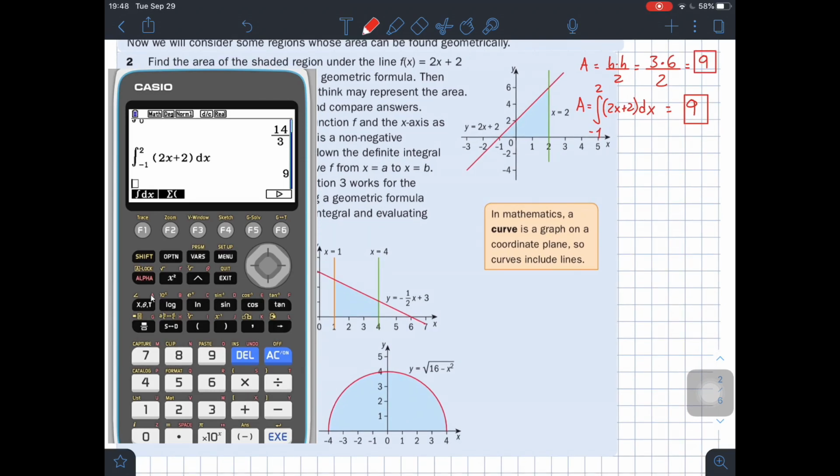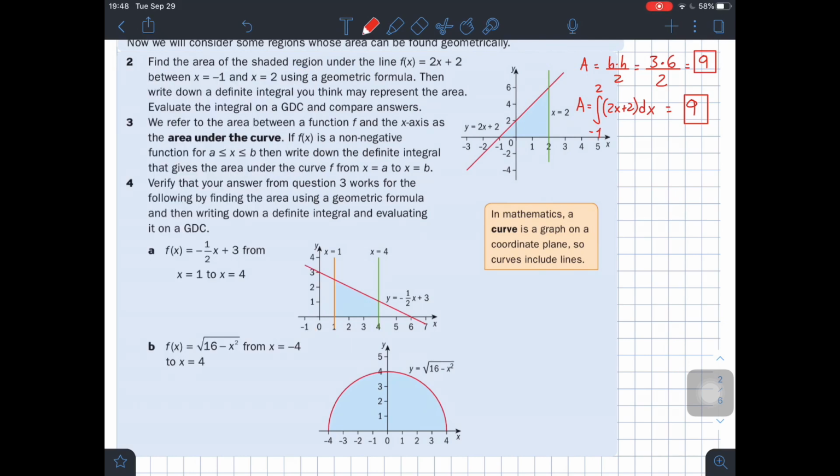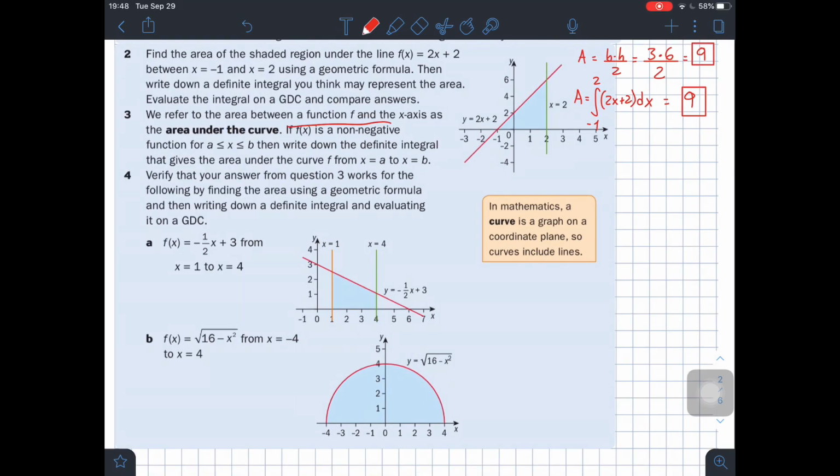Now, let's move on. It says for number 3, we refer to the area between a function f and the x-axis as the area under the curve.